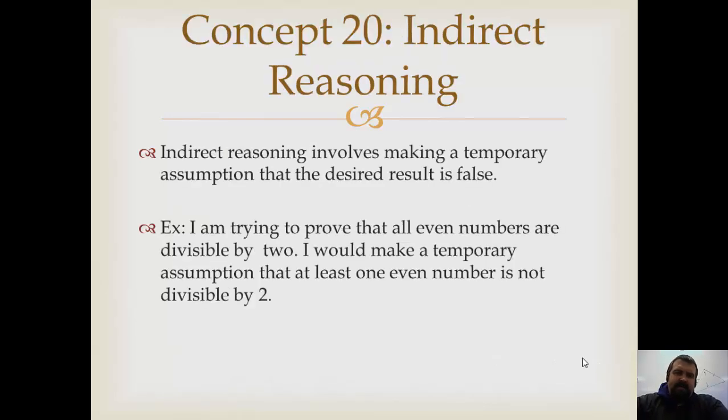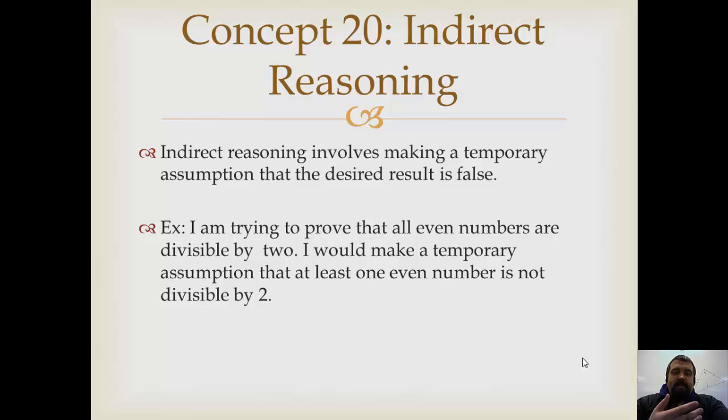Now comes time for the tougher part, indirect reasoning. This reasoning's a little bit tougher because it's not direct. We kind of take the long way around, so to say. It involves us making a temporary assumption that our desired result is false. The example I came up with here is I'm trying to prove that all even numbers are divisible by 2, which that is true.